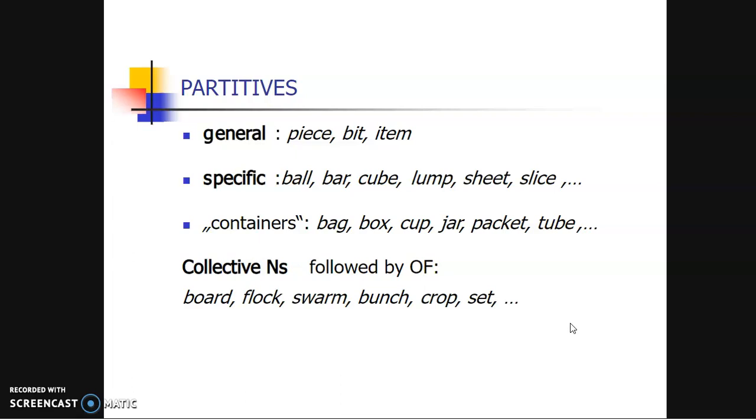What about the partitives? Partitives will be general and specific and the collective nouns. General will be piece, bit, item, and the specific bowl, bar, cube, lamp, sheet, slice, and the containers, bag, box, cup, jar, packet, tube. Collective nouns followed by of: bird, flock, swarm, bunch, crop, and a set.